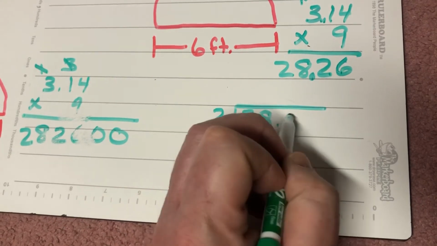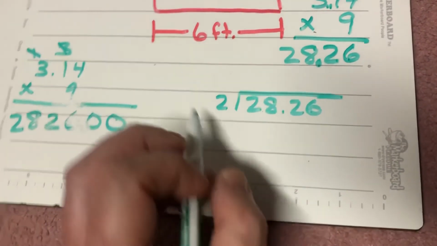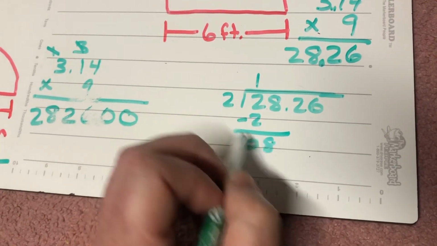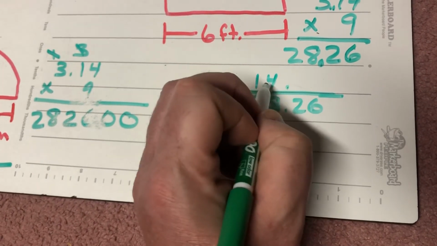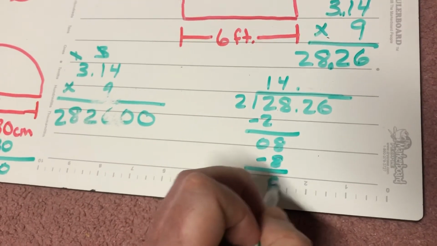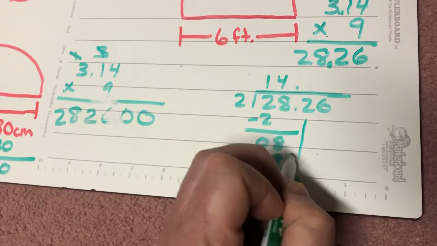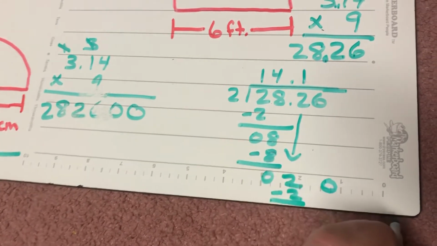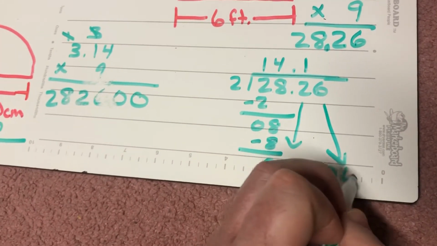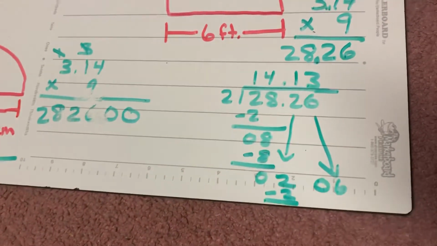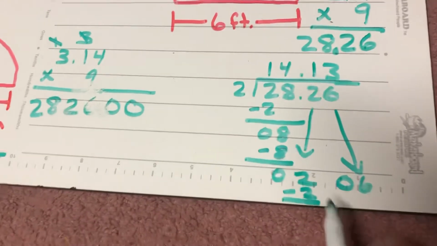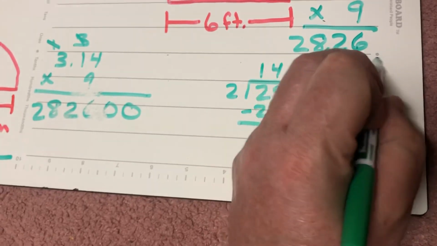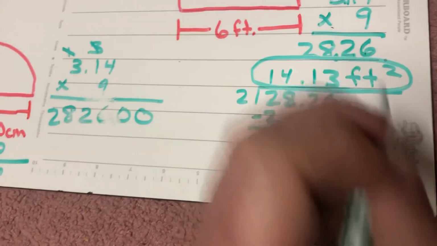Now, if we were just supposed to go and do that long ways, okay, 2 can go into 2 once. 1 times 2 is 2. 2 minus 2 is 0. Bring down the 8. 2 can go into 8 4 times. 4 times 2 is 8. 8 minus 8 is 0. Bring down the 2. 2 can go into 2 1 time. 1 times 2 is 2. 2 minus 2 is 0. Bring down the 6. 2 can go into 6 3 times. I know there's none left over because 2 times 3 is 6. I end up with 14.13 feet squared. 14 and 13 hundredths square feet.